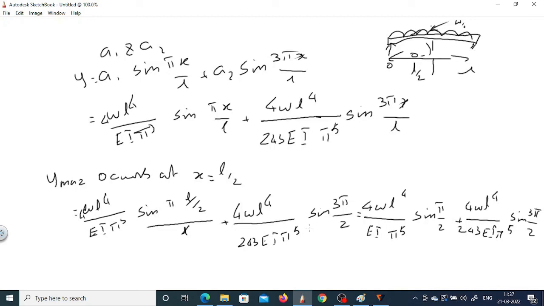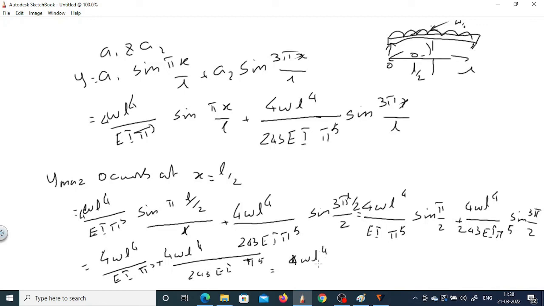What is the next step? If I substitute x as L by 2, I got sine pi by 2 and sine 3 pi by 2. Okay. So now I can move to identify the next step, which is 4 W L power 4 divided by EI into pi power 5 plus 4 W L power 4 divided by 243 EI pi power 5. Likewise we got. Now I can take the term 4 W L power 4 divided by EI pi power 5 outside.